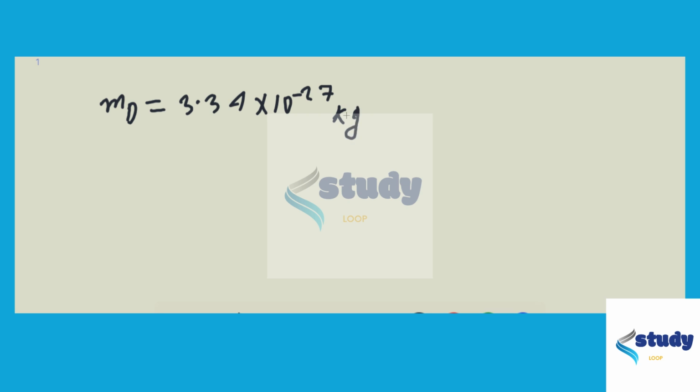Okay, let me write down the problem number here, 27.21. Okay, so mass of the deuteron is 3.34 times 10 to the negative 27 kilogram. And this is moving in a magnetic field of the magnitude 2.5 Tesla.